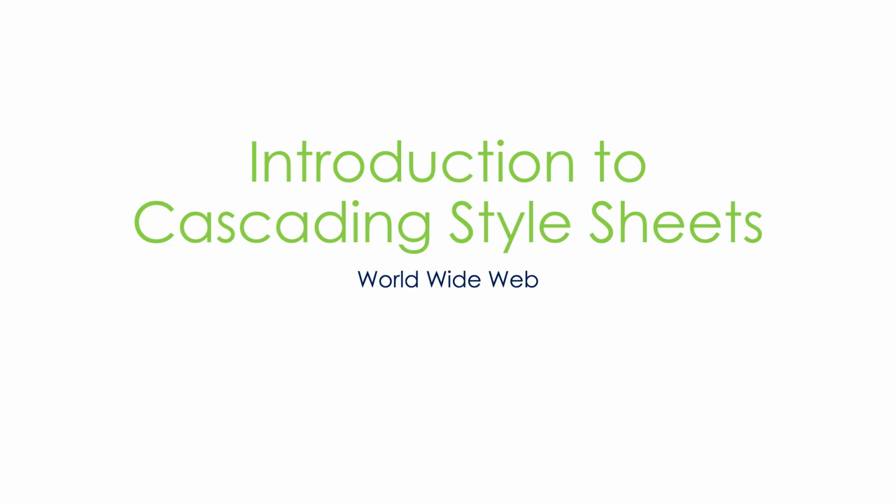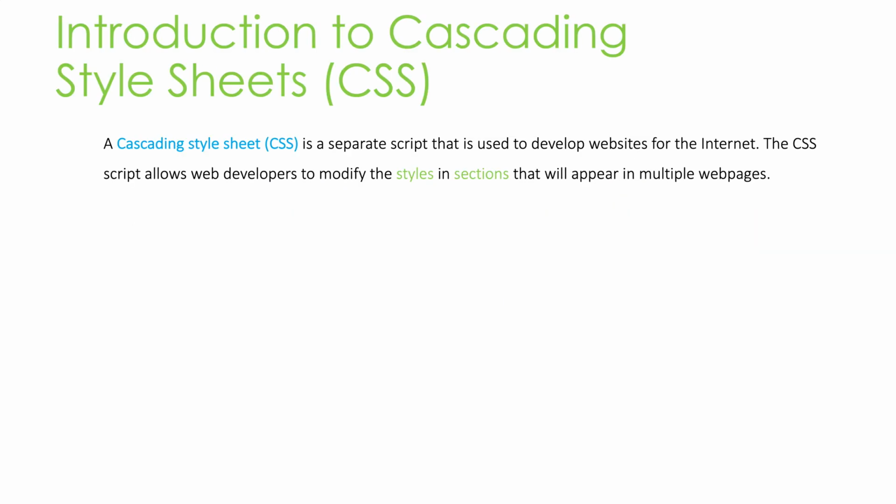Introduction to Cascading Style Sheets. Now, a Cascading Style Sheet is a separate script that is used to develop websites for the internet. The CSS script allows web developers to modify the styles and sections that will appear in multiple web pages, whether that be two or three web pages or thousands of web pages. Pretty much if the web page is linked to the style sheet, all of its editing of the page's styles can be centralized within the style sheet.